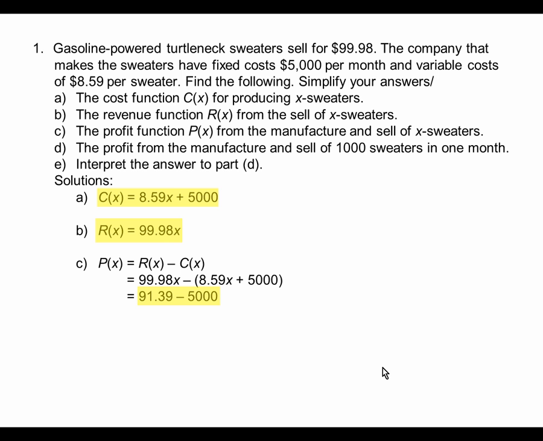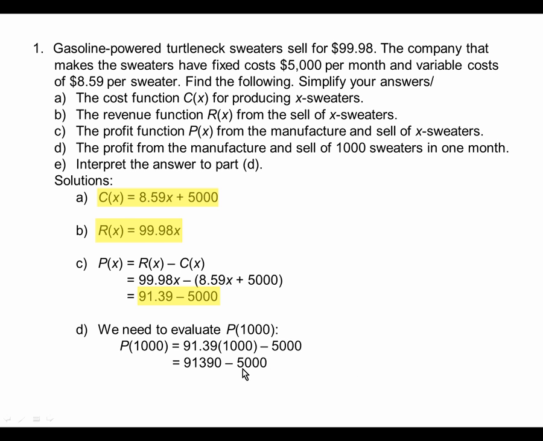Question D, the profit from the manufacture and selling of 1,000 sweaters in 1 month. So for part D, we're actually looking for P of 1,000. That's what you're looking for in part D, P of 1,000. So you're going to have 91.39 times 1,000 minus 5,000. You just do your arithmetic. You get 91,390 minus 5,000. So 86,390, and of course this is dollars. Now remember, in WebAssign, the dollar symbol will be there. And again, don't forget, in part C, there's supposed to be an x sitting next to that 91.39.